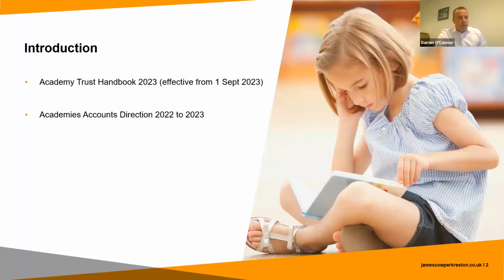So what are we covering off today? Well, we're going to start with the Academy Trust Handbook. You'll notice the 2023 version. To avoid confusion, that is effective from the 1st of September 23, so it will be next year's audit year, I suppose, if you look at it that way. And then we'll move on to the Academies Accounts Direction, the 22-23, which is the document that governs the statutory accounts that will be prepared to 31st of August 23.